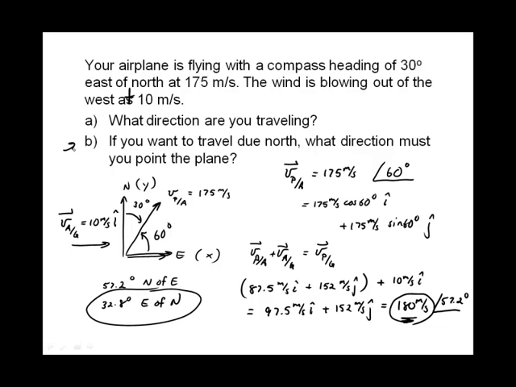Now in part B, what if I want to travel due north? What direction do I need to point the plane? So a diagram here is super important. So I want to travel straight to the north. So this would be the velocity of the plane with respect to the ground.